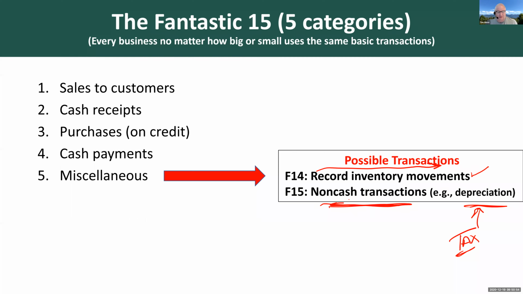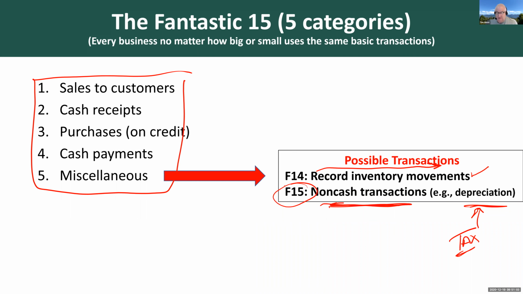So with that, those are the five categories. And I finally got down to my 15th transaction. So at the end of the day, there really are only 15 transactions you have to worry about. So with that, we will call this session over. But then we're going to get to the accounting side of the house and how do you actually record this.